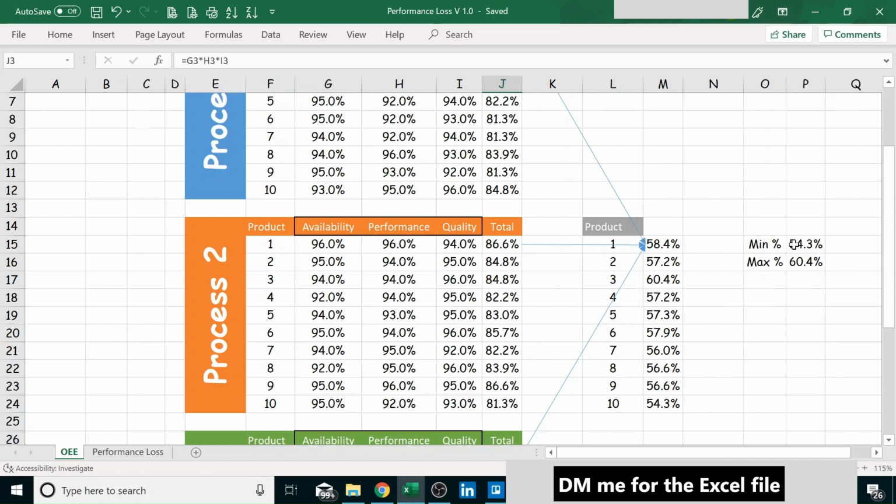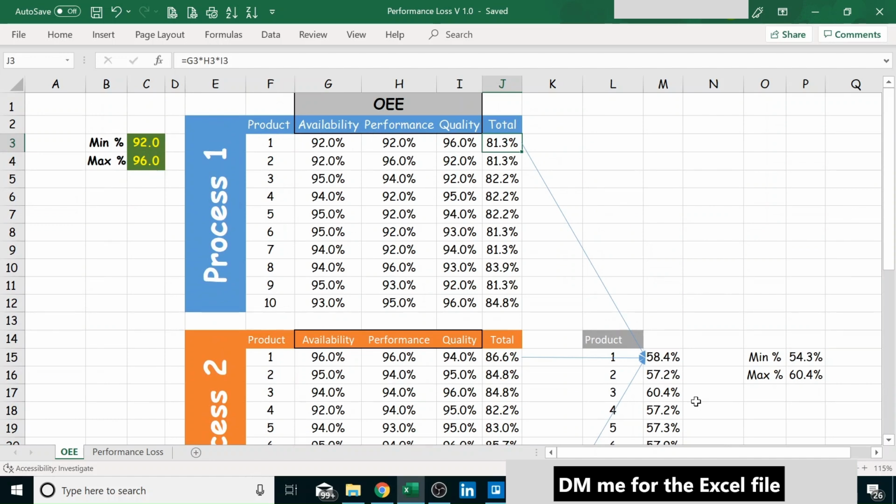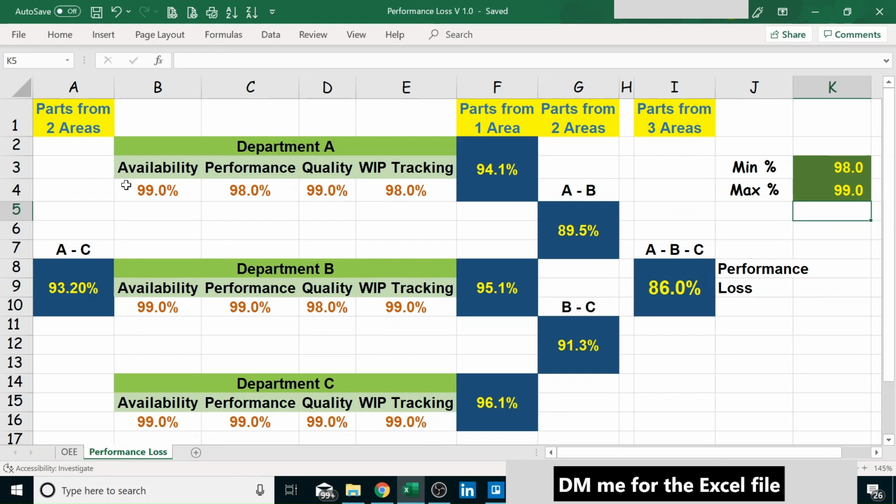So anywhere between 54 and 60% overall equipment effectiveness we have here, which is really, really bad. World class is supposed to be around 85%. So that's the first tab. Second tab I want you to look at is this.